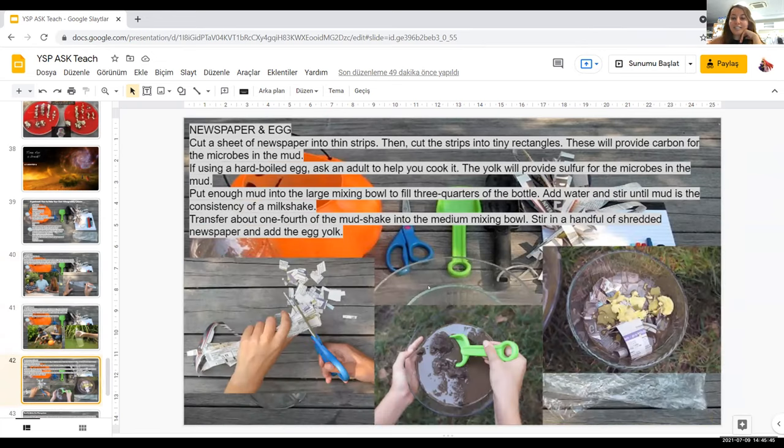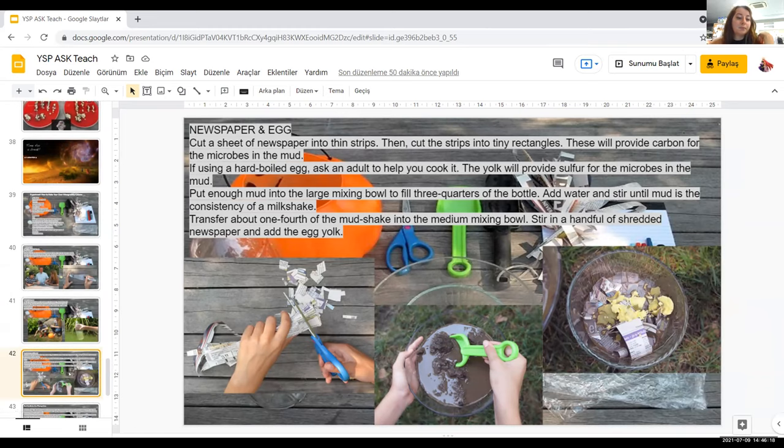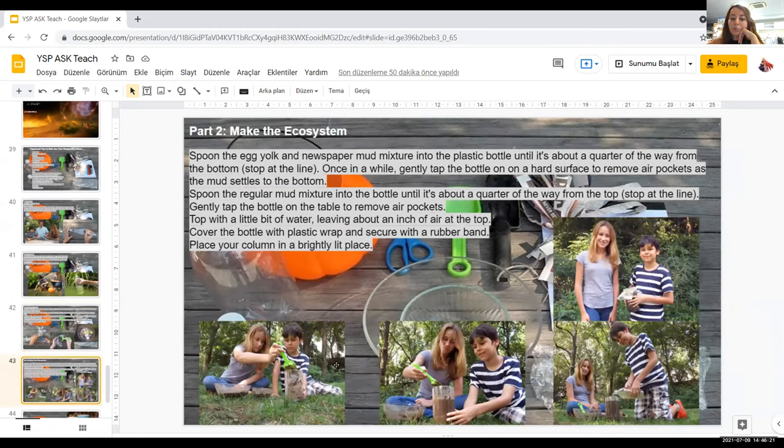And then this is the hard part. You need to cut a sheet of newspaper into thin strips, and then make them tiny rectangles. This will provide a carbon resource. And you need a hard-boiled egg. You will use the yolk of it, and this will be a sulfur resource for them. You need to mix them, add the water and mix. And then you will continue with this part.